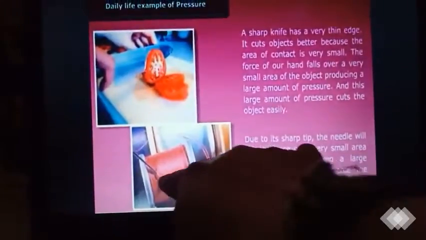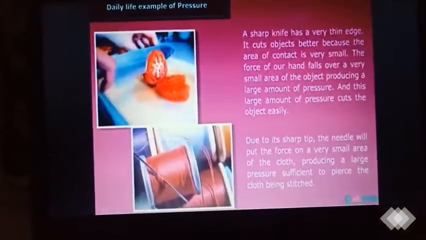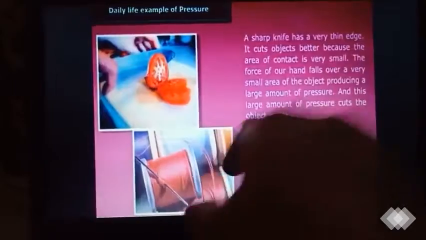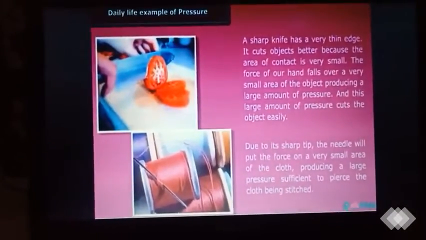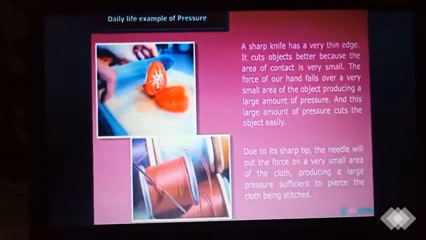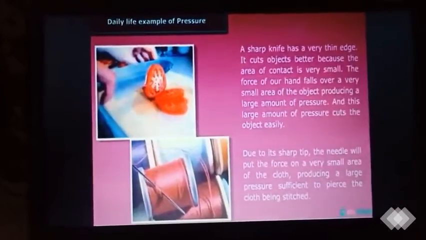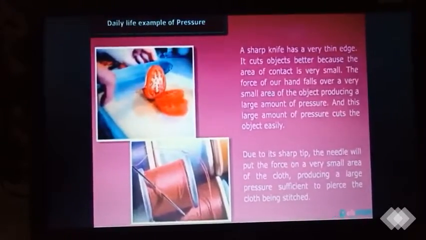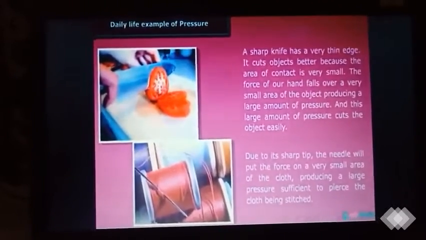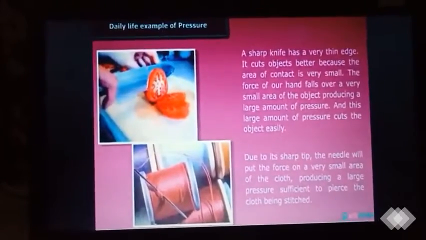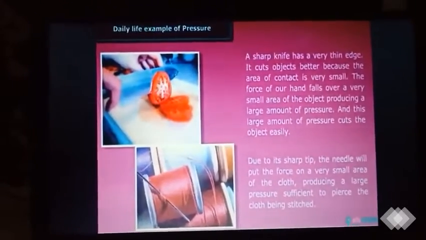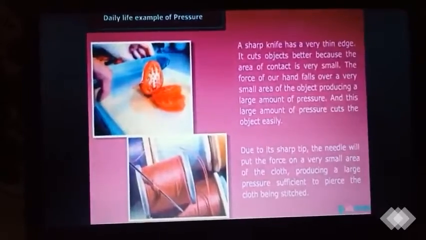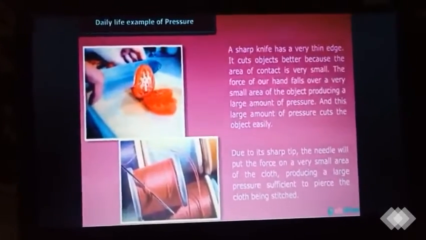You can see the needle, the needle with the thread. The needle edge is very pointed and the area is very small. Because of the very small area, it produces a larger pressure, sufficient for the needle to enter into the cloth so that it can be stitched. Is it clear? So the lesser the area, the more is the pressure.